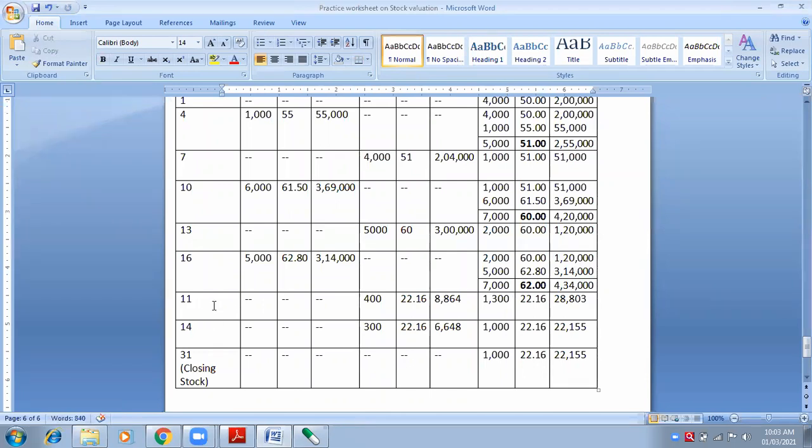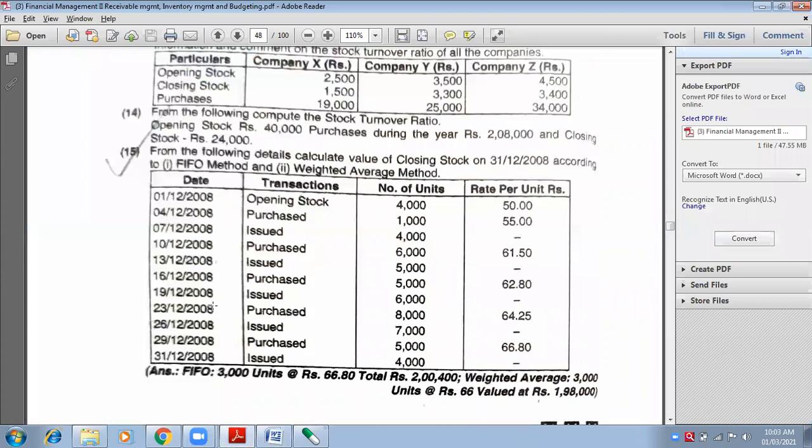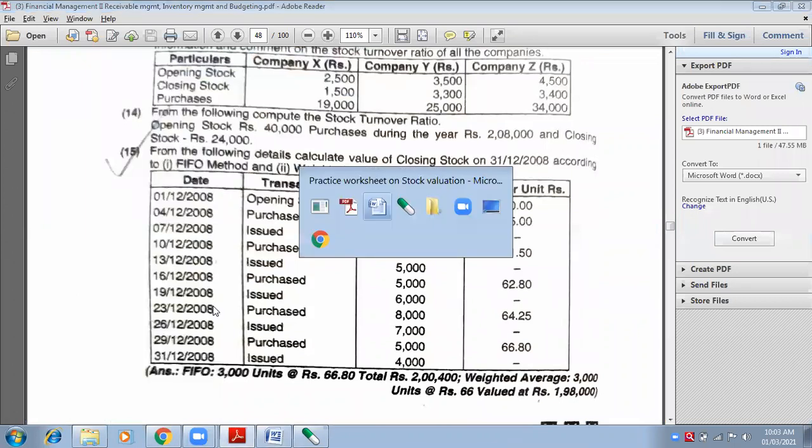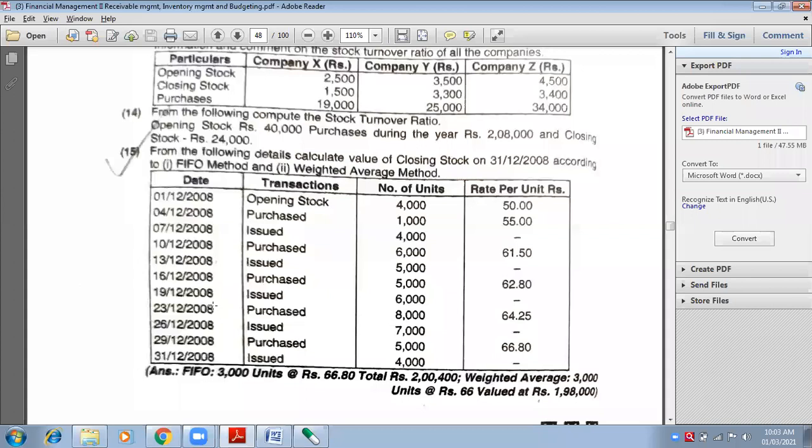Okay, now let us continue for 1 minute. Next is the 19th date. Issued, sorry, it is issued 6,000 units.